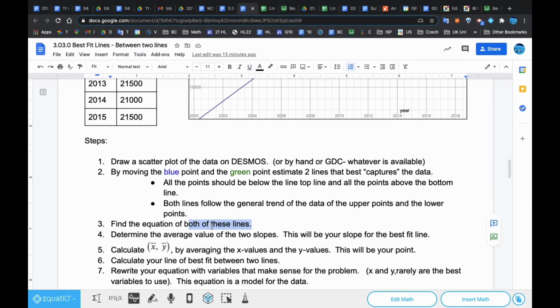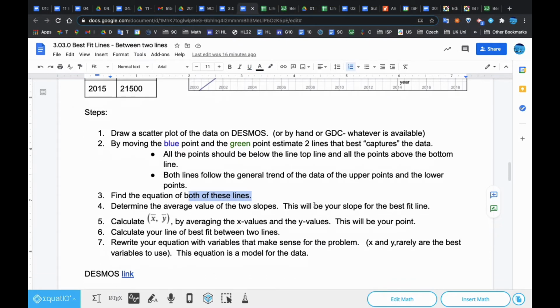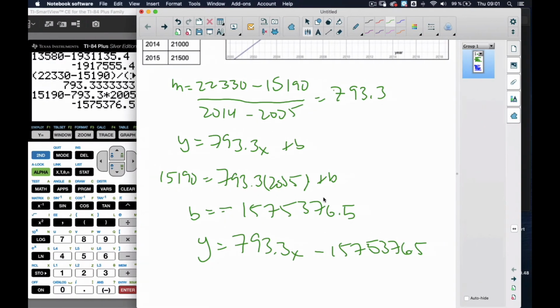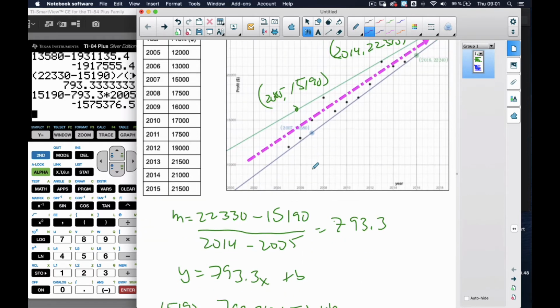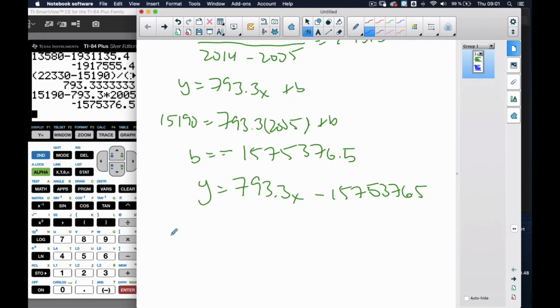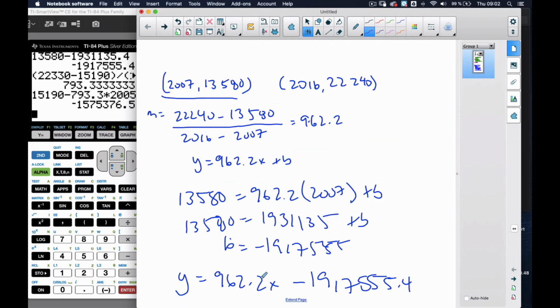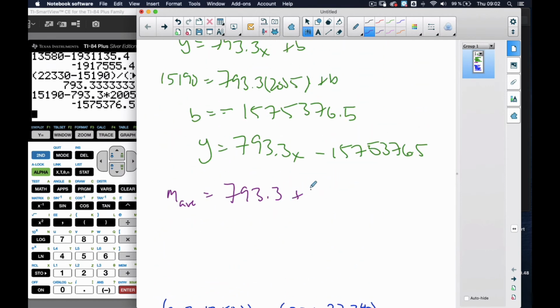I want to find the equation of both these lines. I've done that. Now I want to find the average value of the two slopes. So I'm looking to find the line that would basically be an average of these two lines, something like that. And so I want to find the average of these two slopes. So finding the average of the two slopes, I know my slope, we'll call it average, is going to be 793.3 plus 962.2. And then I divide it by 2 is how I find the average.